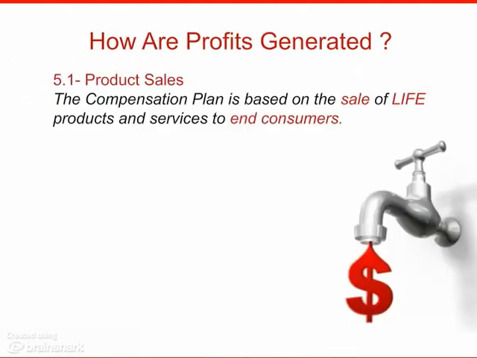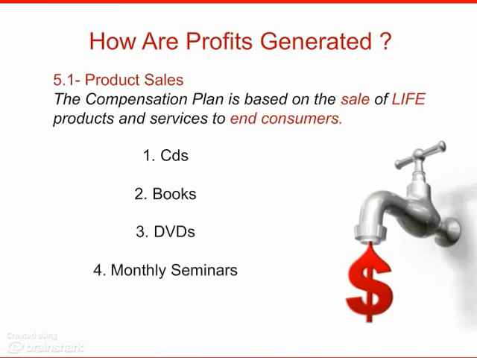So since Life is a provider of leadership materials, how are profits generated? In section 5.1 of the Life Policy and Procedures Guidebook, it says, the compensation plan is based on the sale of Life products and services to end consumers. So as you generate sales to end consumers, meaning those who utilize the materials, that's how profits in the Life compensation plan are generated. That's where the money comes from. And so what are these materials? First of all, we have CDs, we have books, DVDs, monthly seminars, major functions. These things are what generate profit dollars for the Life community.